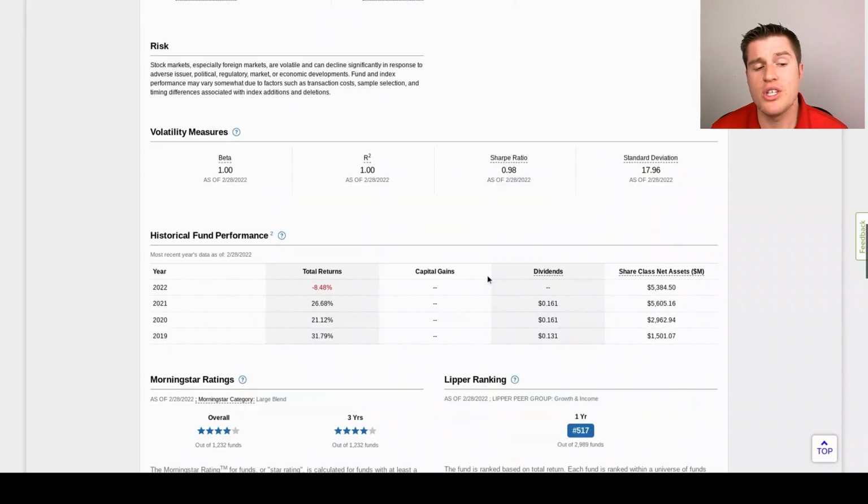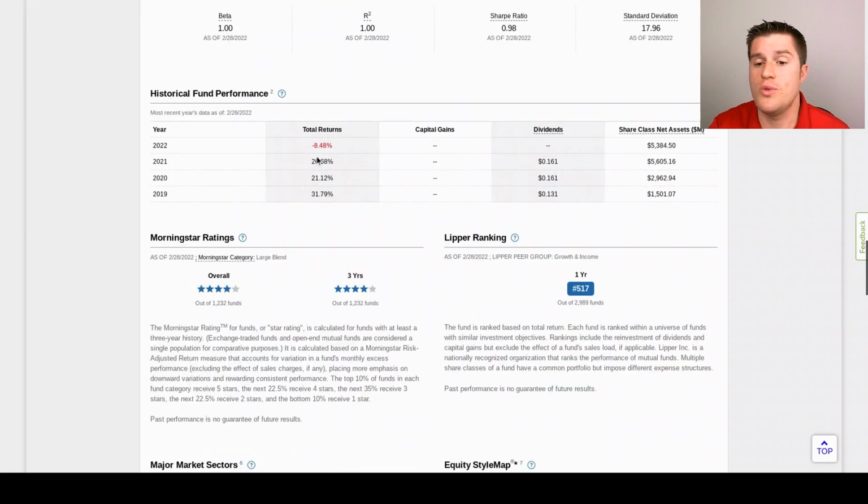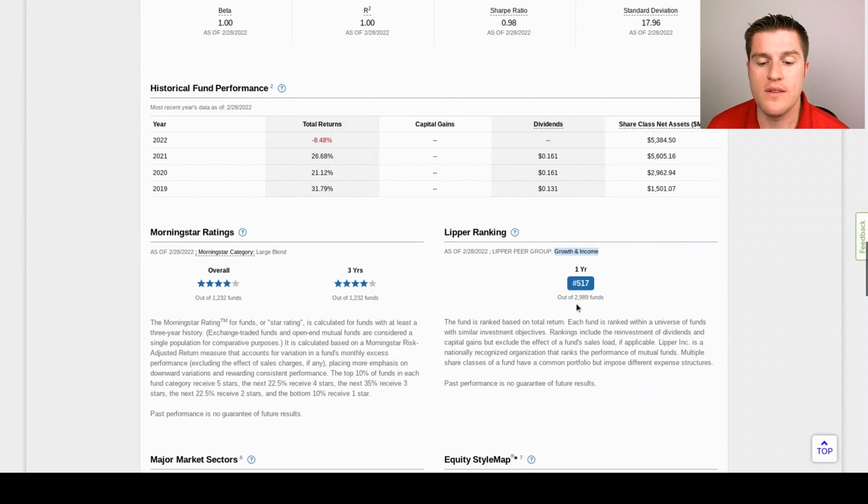Then you can come down here, you look at the historical performance. It shows you when the dividends were paid out, which is pretty nice. Again, the Morningstar category ratings. It gives you out of 1,200 funds in the large blend category, it's rated 4, which is very good. Out of the same amount of funds over the last 3 years, it's rated 4 stars. Lipper is another one, kind of like Morningstar. They call it a growth and income category. And out of basically 3,000 funds, it sits at about 517. So pretty good marking there.